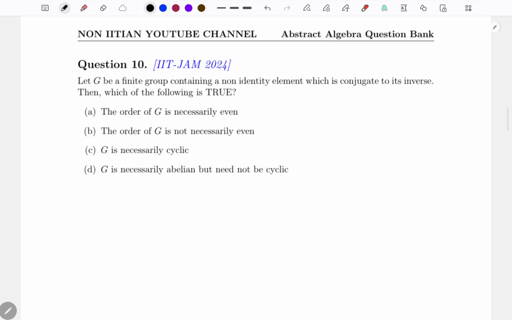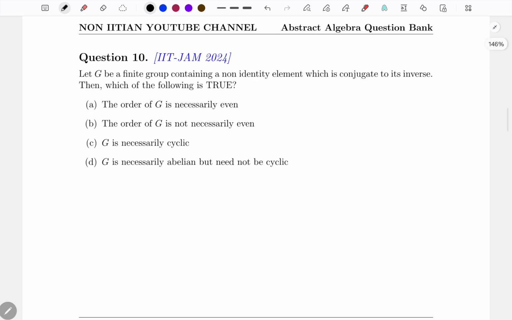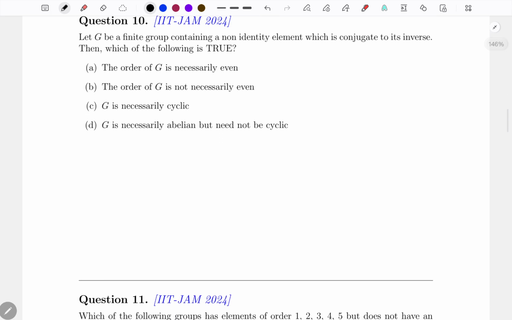Okay, so finally the last question from IIT JAM 2024, which says the following. Let G be a finite group containing a non-identity element which is conjugate to its inverse. Okay, then which of the following is true? Okay, that is a good question. So what is being asked? So, solution.